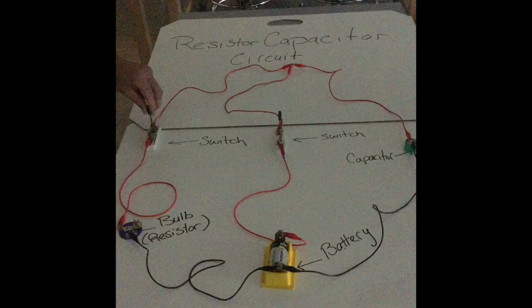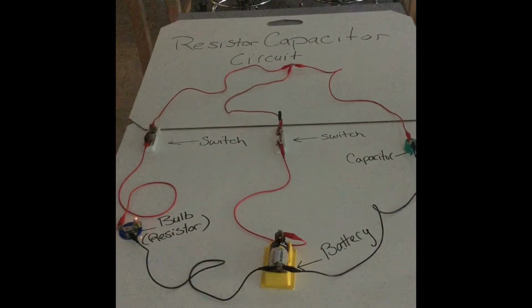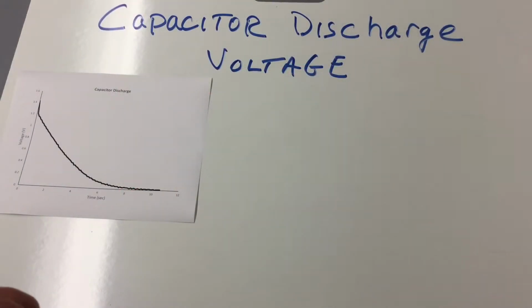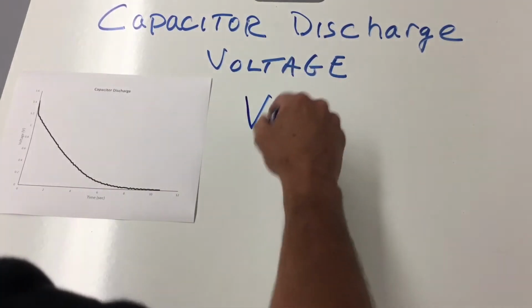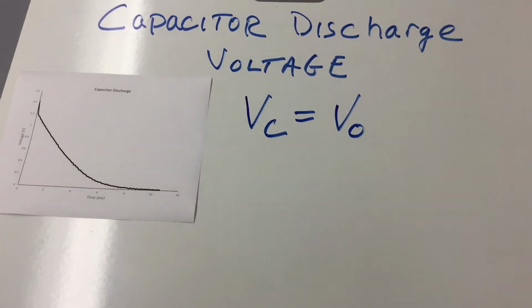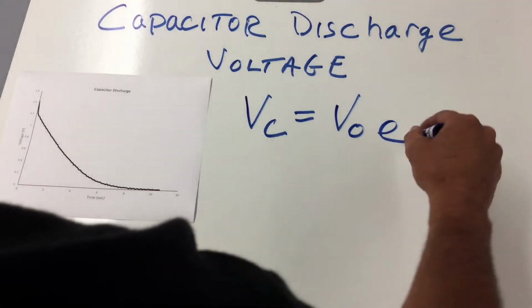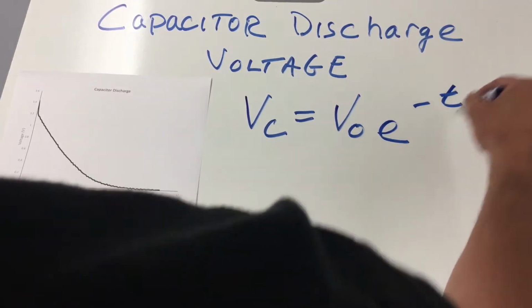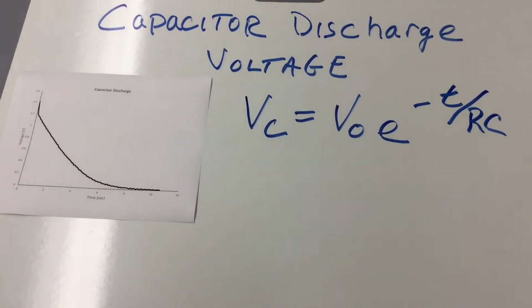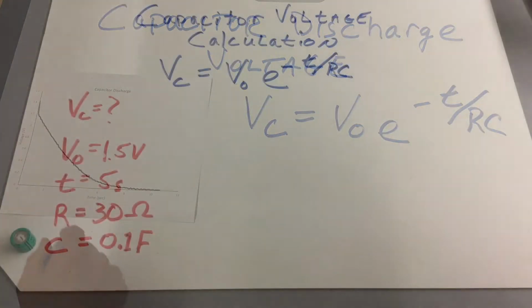Here is the discharge of the capacitor through the bulb. As you can see from our data, we have an exponential discharge of the voltage across the capacitor. Here's the equation for that. The voltage across the capacitor is equal to the original voltage, which is going to be our 1.5 volt battery, times e to the minus, that's literally time, divided by the product of the resistance times the capacitance, and that's known as the time constant.